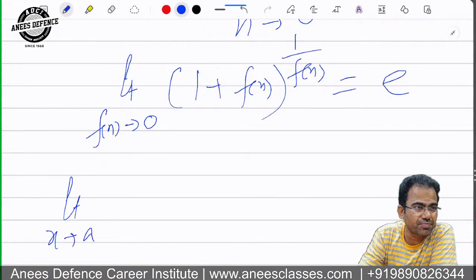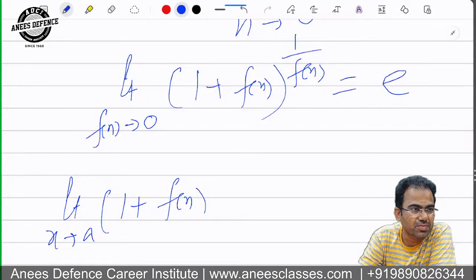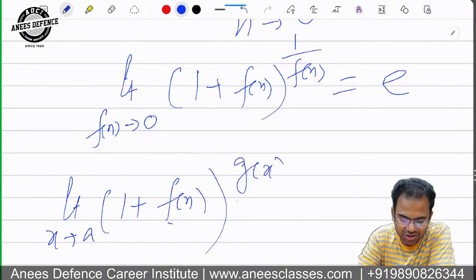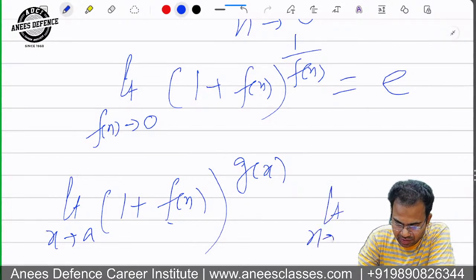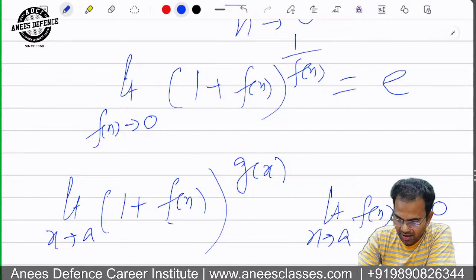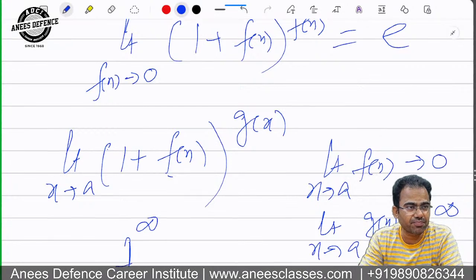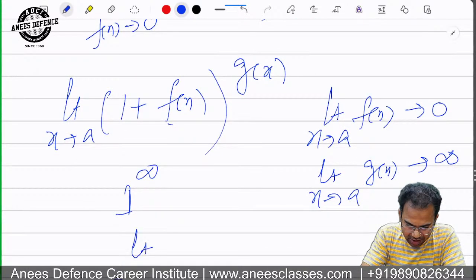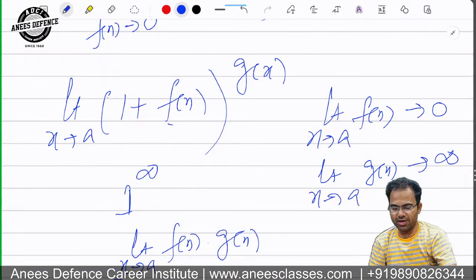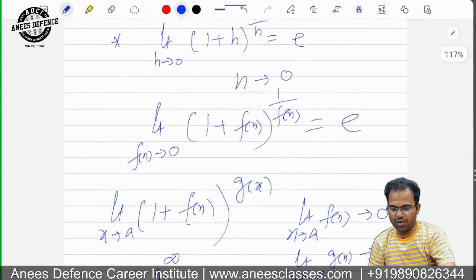Similarly, if you have limit x tends to a, 1 plus f of x whole to the power g of x, and limit x tends to a, f of x tends to 0, and limit x tends to a, g of x tends to infinity, so you will get 1 to the power infinity. Okay? So you will get e to the power limit x tends to a, f of x into g of x. Have you understood this? Tell me. Respond to me with these formulas. Okay?